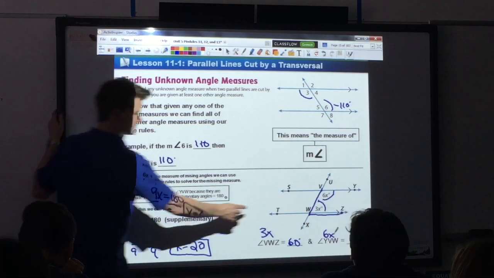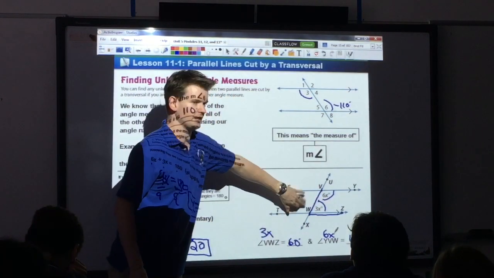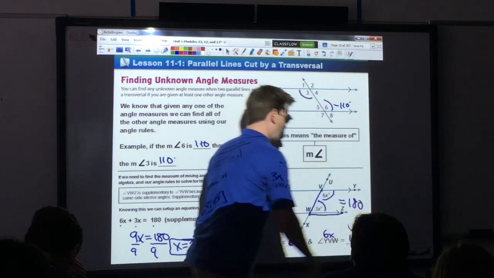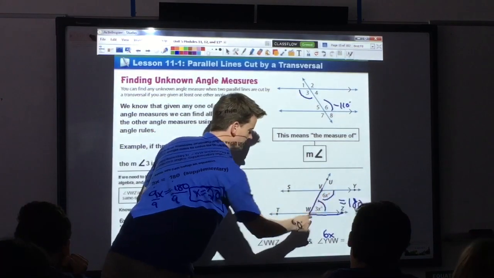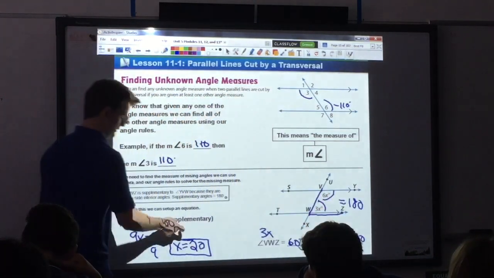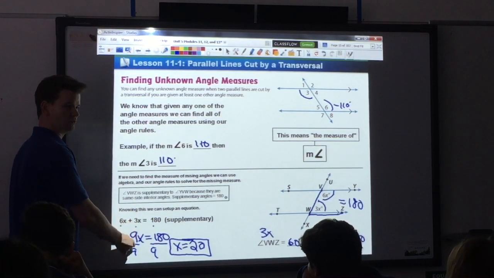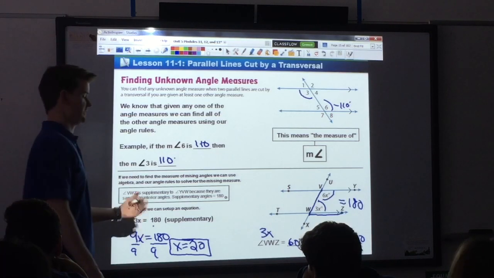I had 6x and 3x, right? So I knew that they were same side interior angles, and together they had to equal 180. So what I did is I wrote an equation: 6x, angle YVW, plus 3x, angle VWZ, equals 180. I combined the 6 and the 3: 6 plus 3 equals 9, so I got 9x. Then I divided out the coefficient.